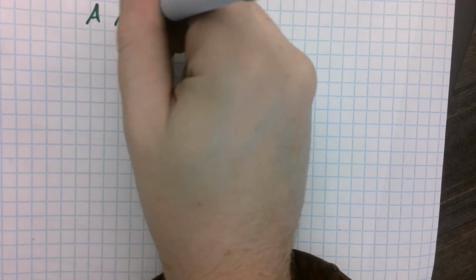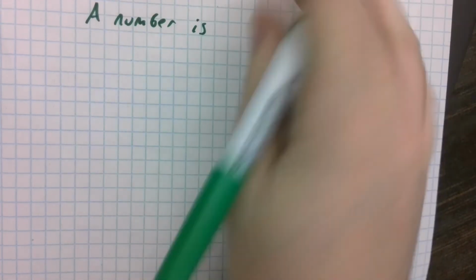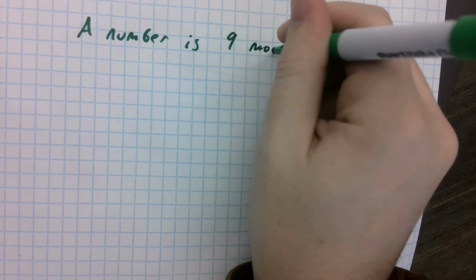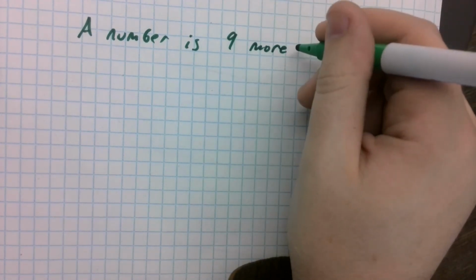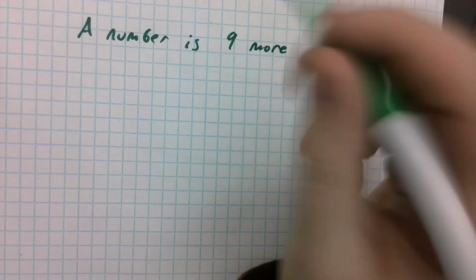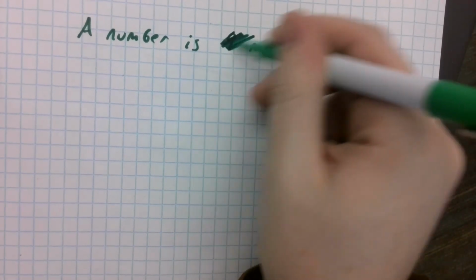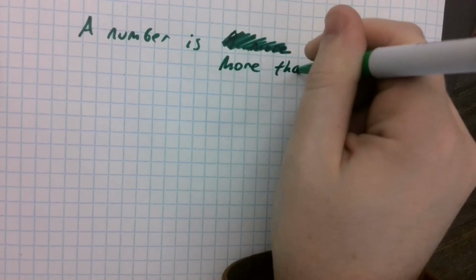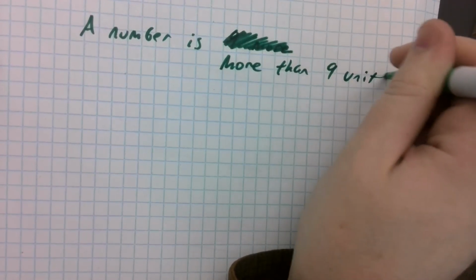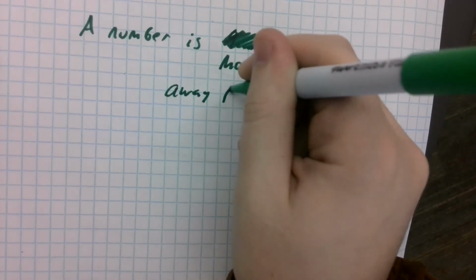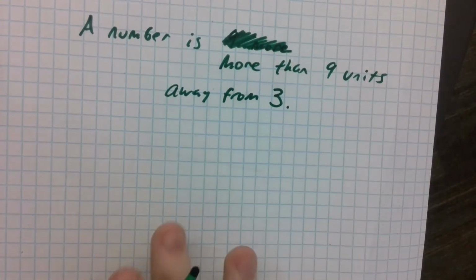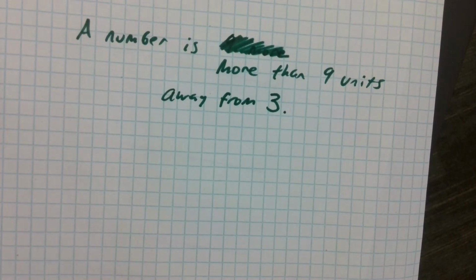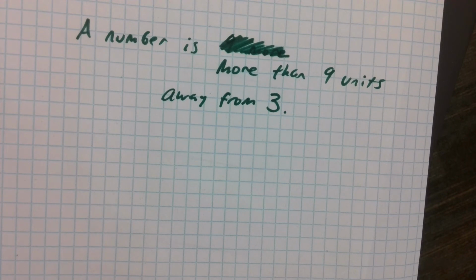A number is more than 9 units away from 3. I mixed this up. I apologize, everybody. A number is more than 9 units away from 3. Well, some of us have already thought of what the answers could possibly be, but let's keep this in mind.